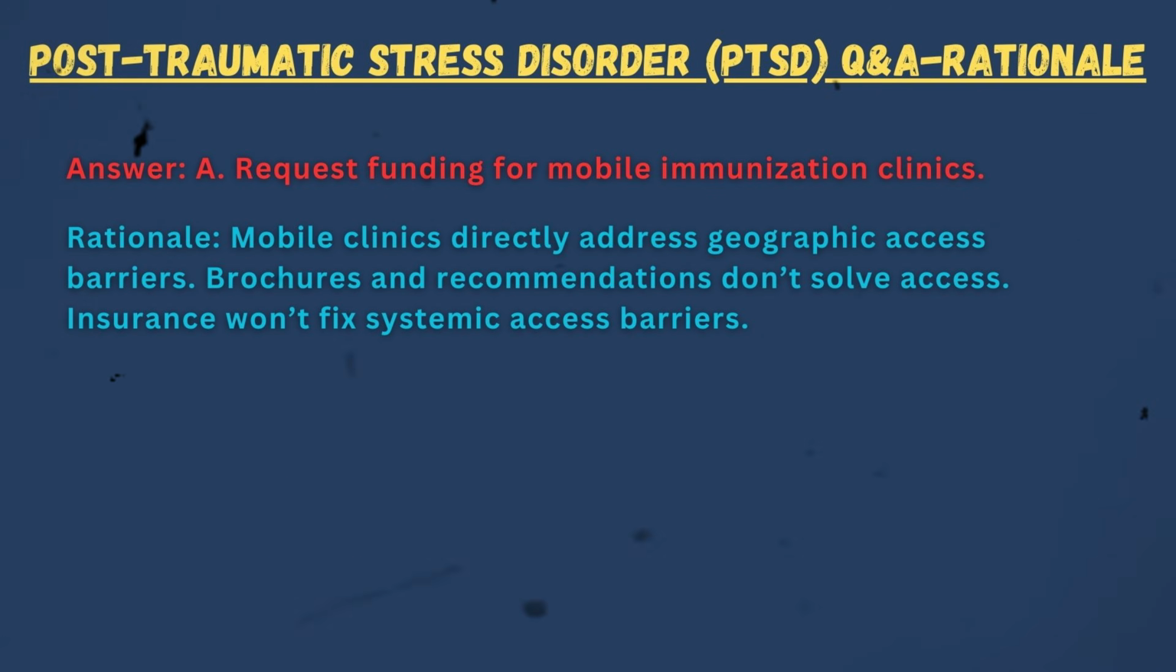Answer: A. Request funding for mobile immunization clinics. Rationale: mobile clinics directly address geographic access barriers. Brochures and recommendations don't solve access. Insurance won't fix systemic access barriers.